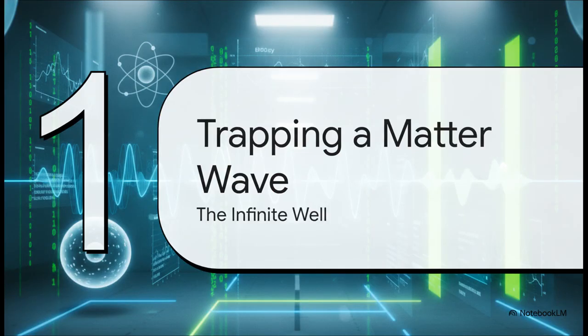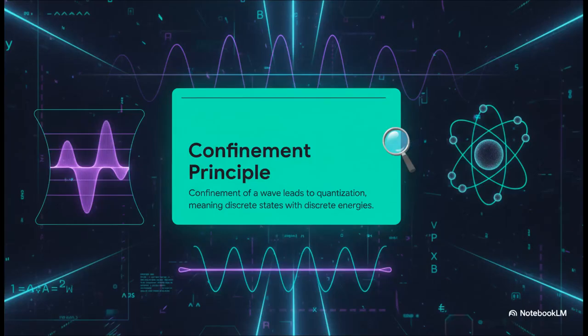Part 1. Trapping a matter wave. To really understand this, let's attempt to build a theoretical cage for an electron. We'll start with the simplest possible trap, just a one-dimensional tube with infinitely strong walls. Now this brings us to a foundational rule called the confinement principle. Basically, when you physically confine a matter wave, you force it into quantization. This means the electron literally cannot just have any random amount of energy anymore. It can only exist in specific, discrete states with very specific, discrete energy levels.